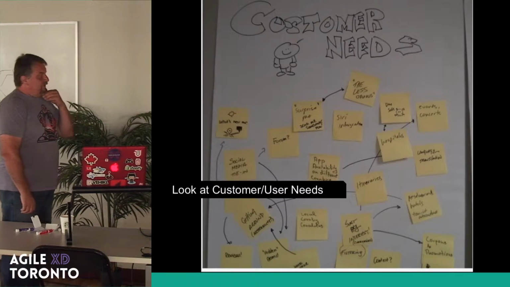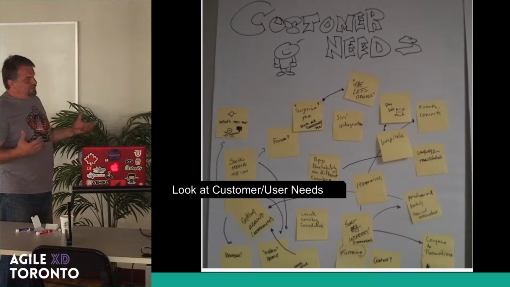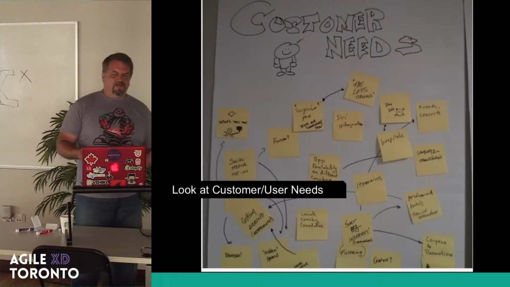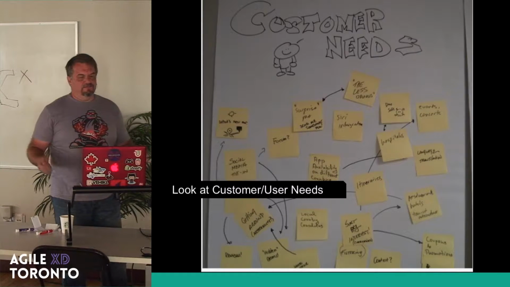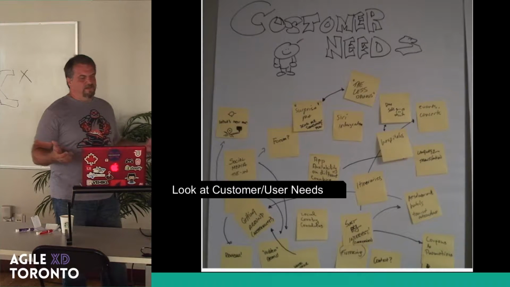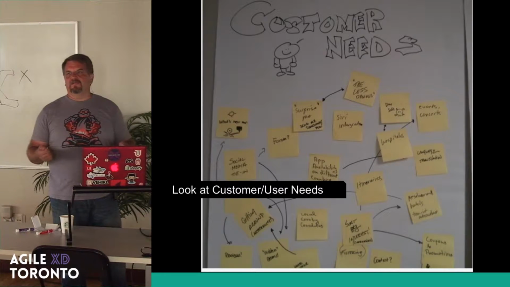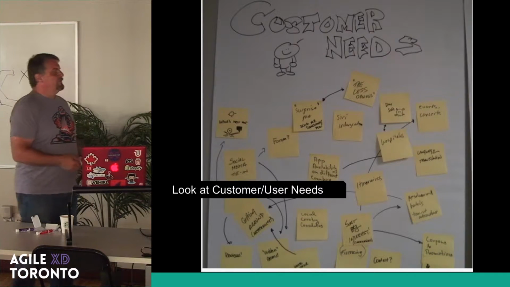So then what we want to do is look at the customer needs. Standard: let's write all of the ideas that we can on Post-it notes, stick them out on the Post-it board, and then we start drawing relationships between all the Post-it notes.